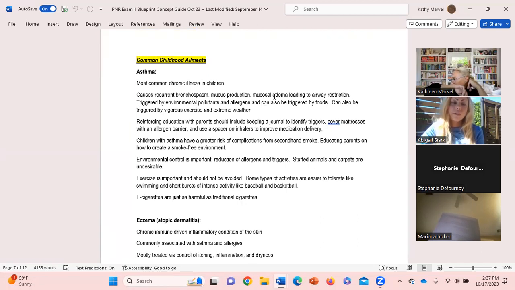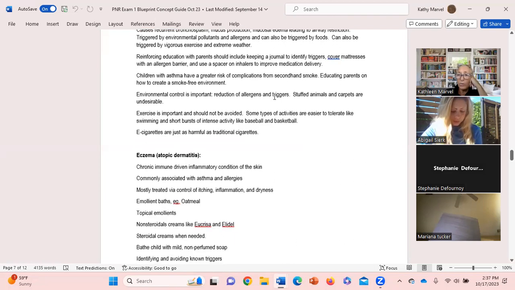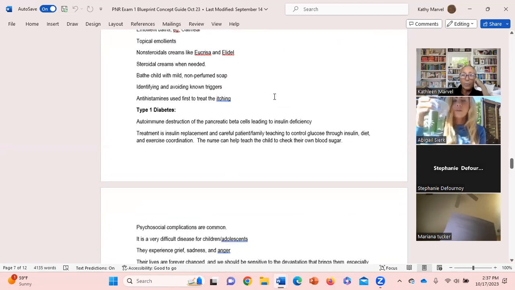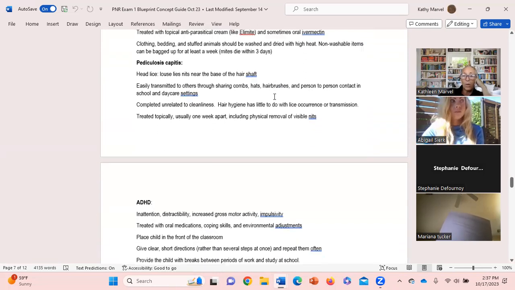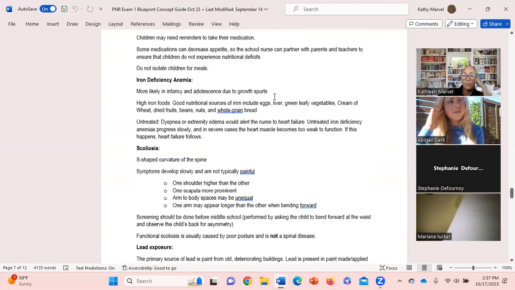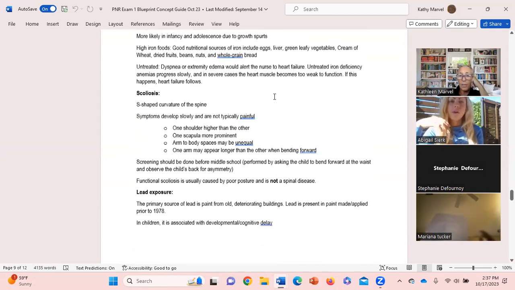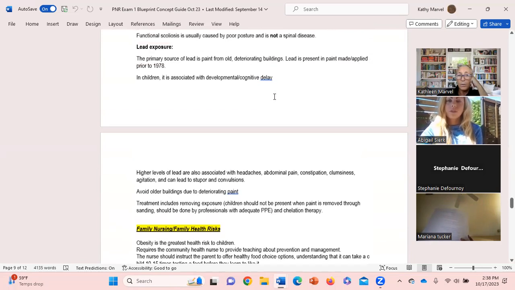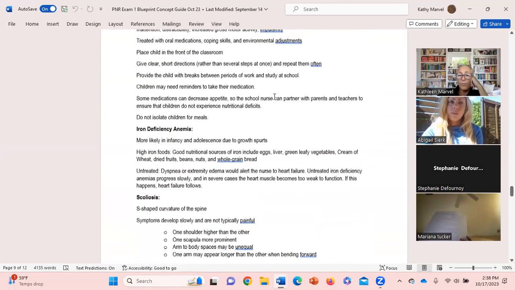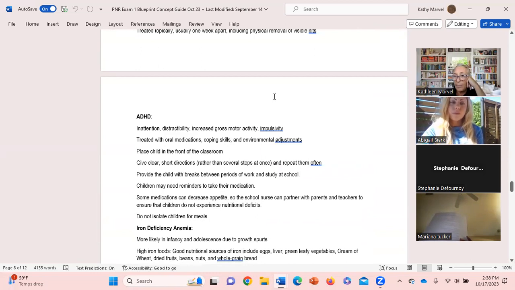So you've got asthma, and also take from your discussion question information you just did for this week, for whichever ones you picked. You've got asthma, eczema, conjunctivitis, scabies, lice, ADHD, iron deficiency anemia, scoliosis, and lead exposure. Know the information. This is the med-surg part of your exam.